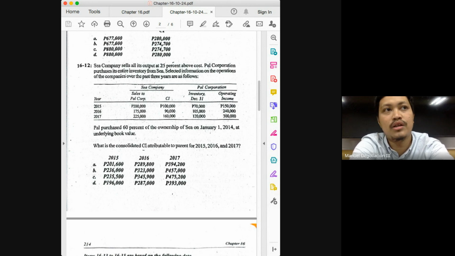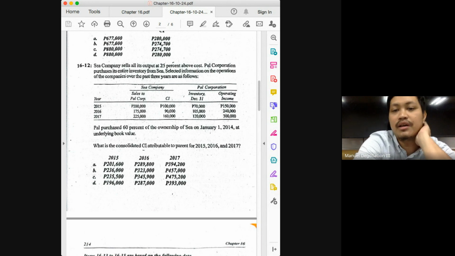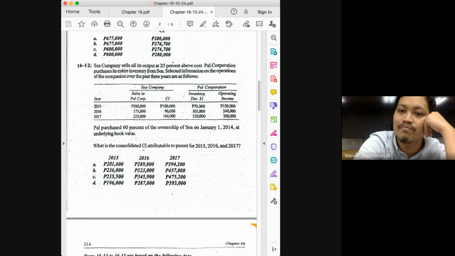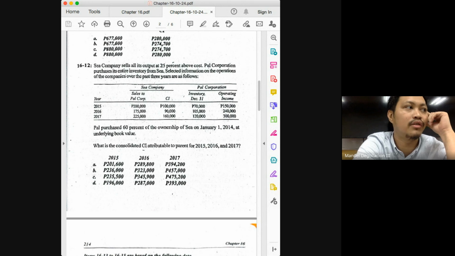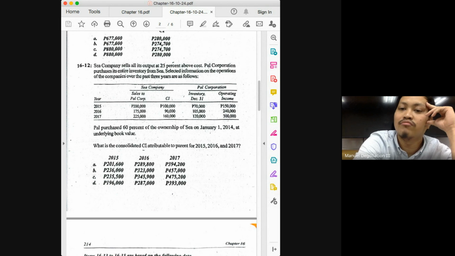proceed to the adjusted income of the subsidiary. What's the first thing we need to solve for the adjusted income of the subsidiary? Get the income of the subsidiary. And how much is the income of the subsidiary? 90. And what are the two possible adjustments for intercompany sale of inventories, class? Markup on beginning and markup on ending.